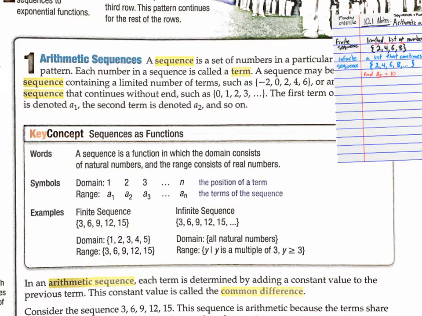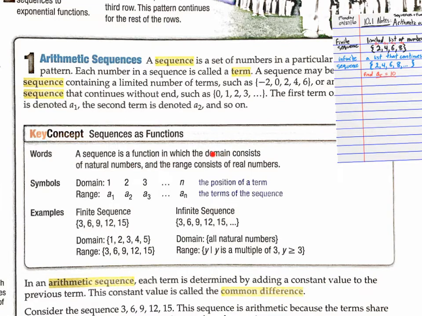So sequences as functions, what's a function? It's like a machine, right? You plug in an input, you get out an output. And this is a key concept right here, sequences as functions. They want you to understand that your domain is going to be natural numbers, right? It says right here, a sequence is a function in which the domain consists of natural numbers.